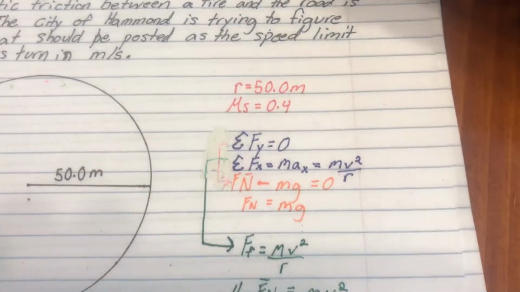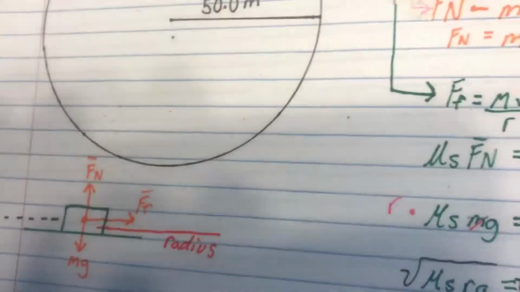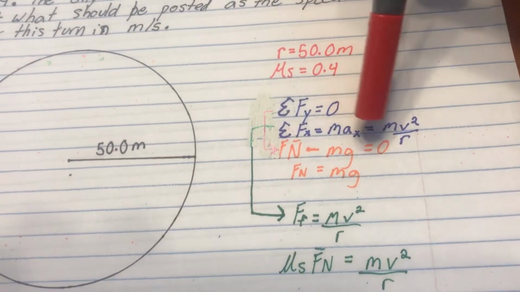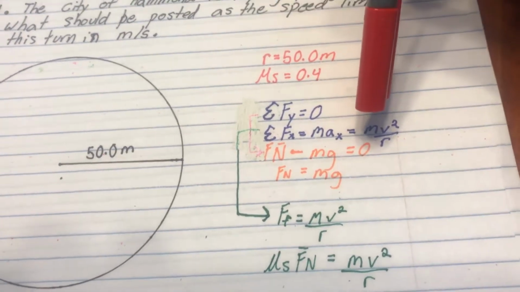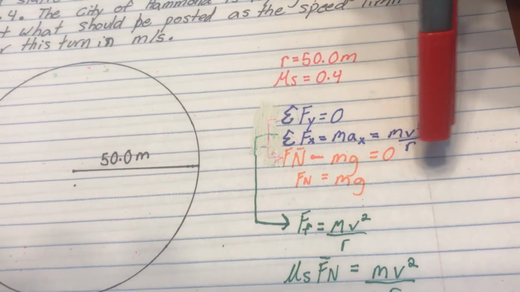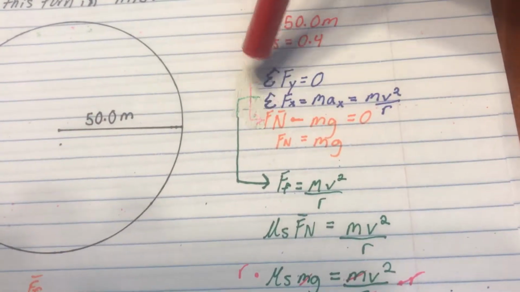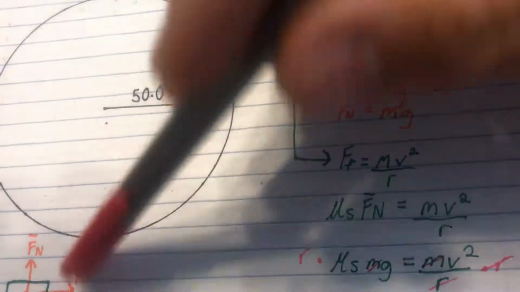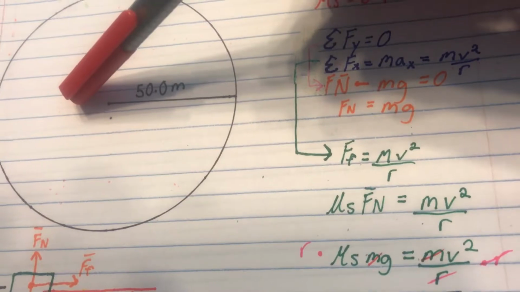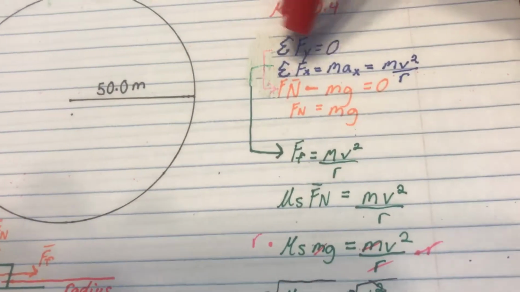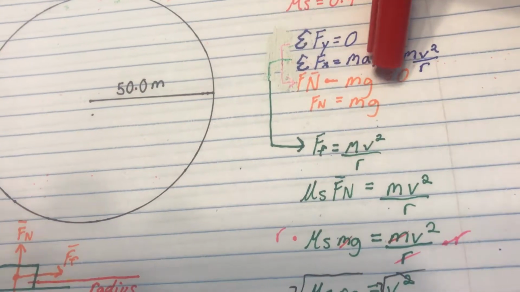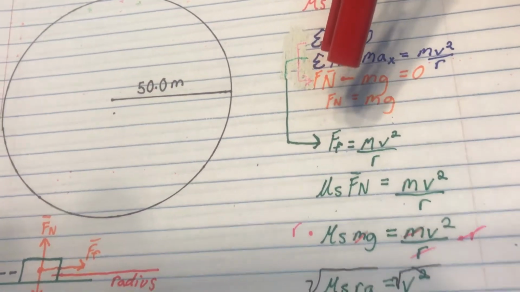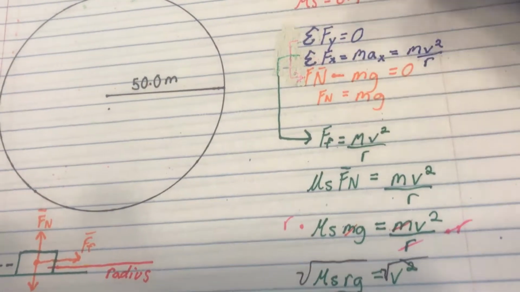So I put the sum of the forces in the y direction equals 0, and then the sum of the forces in the x direction is mass times acceleration in the x direction, and then I simplify that because acceleration is velocity squared over r, so mass times velocity squared over r. Then I took my y component and I put my normal force, which is heading in the direction up, so it's positive, and since gravity is down, I put negative mass times gravity equals 0, and then I solved for my normal force, so normal force equals mass times gravity.